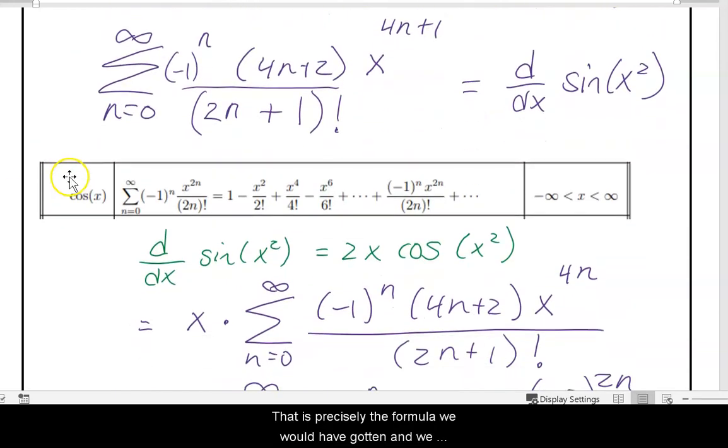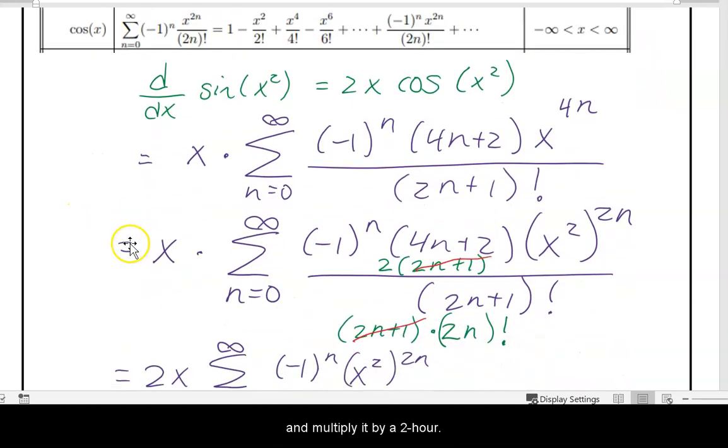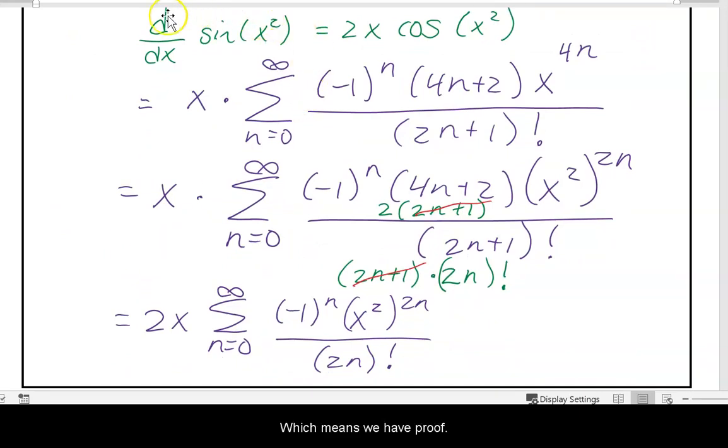That is precisely the formula we would have gotten had we substituted x squared into the known power series for cosine and multiplied it by a 2x, which means we have proved that in fact the power series representation for sine of x squared, differentiated term by term and converted into another power series, does give us term by term the same power series as the function 2x cosine of x squared.